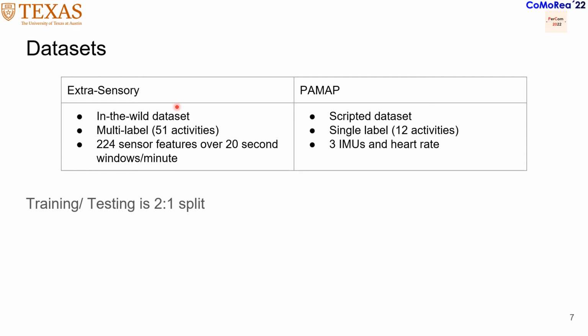There are other differences between both of them. The ExtraSensory is a multi-label dataset. On the other hand, the BAMAP dataset is a single label dataset. The ExtraSensory comes with a lot of features, but the BAMAP dataset is limited in terms of the 3 sensors and the heart rate sensor. For training and testing, we use a 2-to-1 split between the training dataset and the testing dataset to report our results.